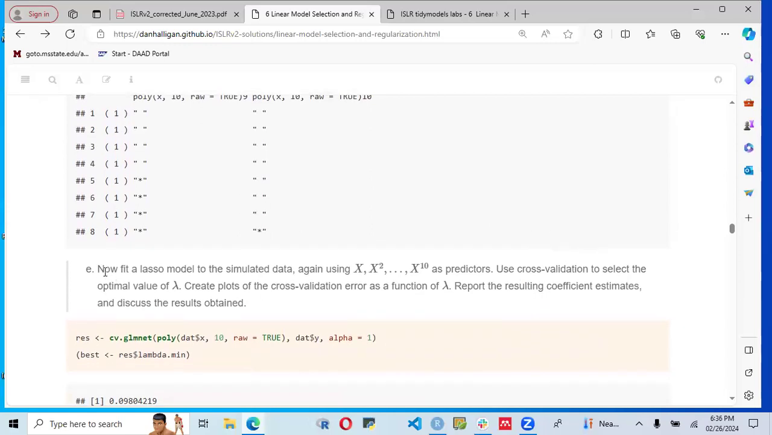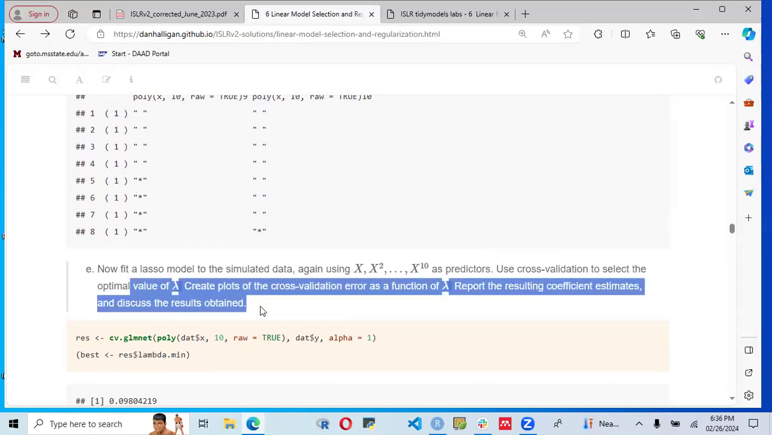So now they say to fit a lasso model to the simulated data again using X squared to X10 as predictors. We should use cross validation to select the optimal value of lambda. Create a plot of cross validation error as a function of lambda. Report the resulting coefficient estimates and discuss the results obtained.